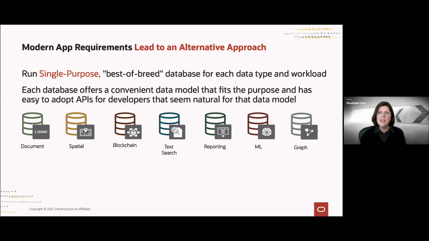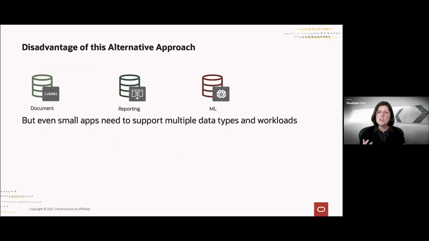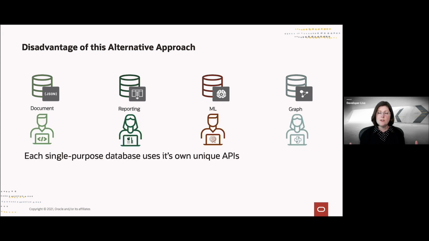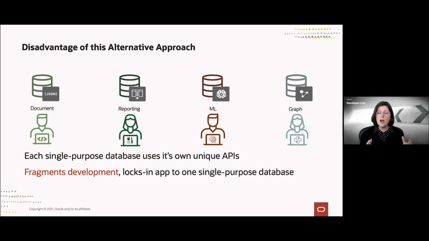However, even a very simple project is going to need to operate on multiple data types or even support multiple workloads. That means we're going to need multiple single purpose databases. And that has the potential to fragment our data across these different databases. And on top of that, each of the different databases will have its own unique API. Remember that API being very native to that particular data type or workload that they're going to support. The problem with that is because those APIs are unique, we may actually get locked into a specific database or even cloud provider that hosts that database.